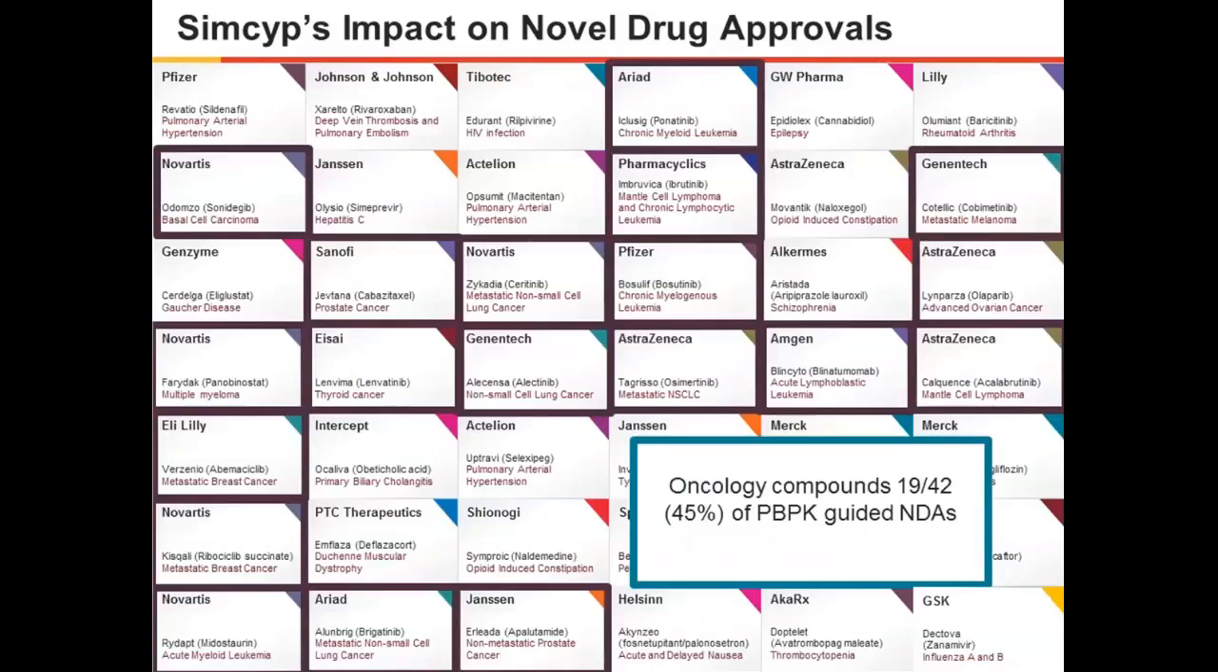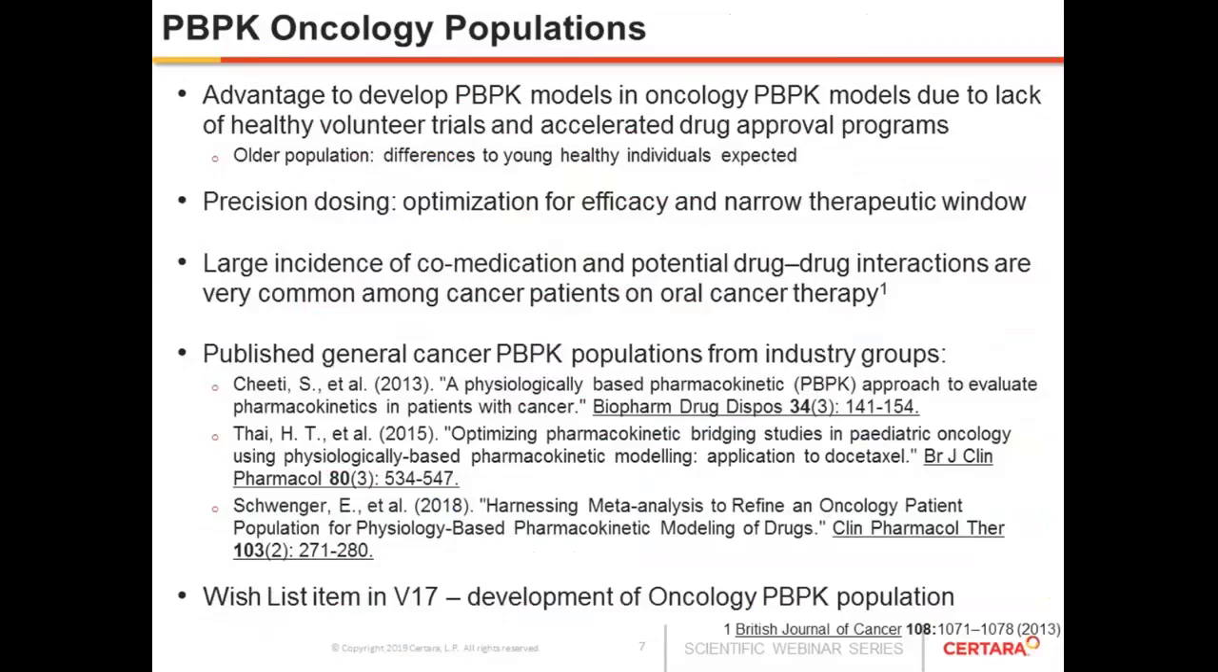And moving on from that, what's highlighted in the boxes on this slide is Simcyp's direct impact on novel drug approvals. You can see that out of the 42 compounds on this list, around 45% of them have PBPK included in their drug labeling guidances. So as you can see, it's an important area of research.